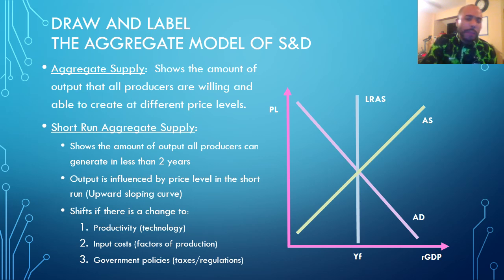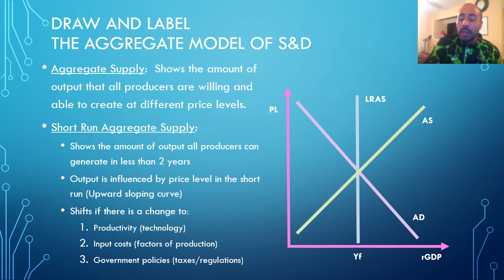The other thing too with input costs is if you hear anything about oil, generally oil is one of the most important inputs that affects virtually every single product produced in our economy. So if the price of oil changes, that's going to be something else that's almost always going to shift our aggregate supply. The last thing that would shift aggregate supply is changes to government policies.